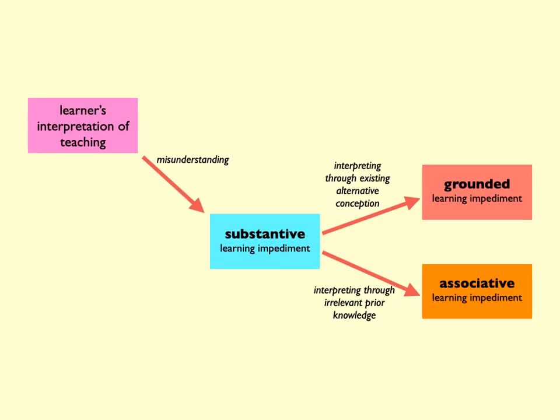The two main types of substantive learning impediments involve the learner making sense of teaching in a way that doesn't match that intended, either because the relevant prior learning includes alternative conceptions, and so the learning is distorted by being understood within a conceptual framework that does not match the science, or because the teaching is understood in the context of some other prior learning that seemed relevant to the learner, but which from the teacher's perspective was not pertinent. These are referred to in the model as grounded and associative learning impediments, respectively.